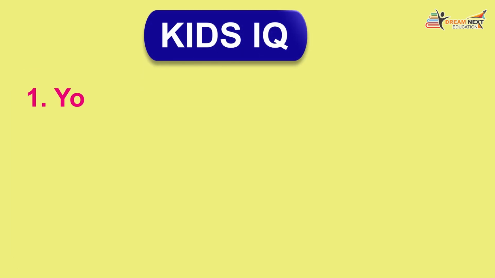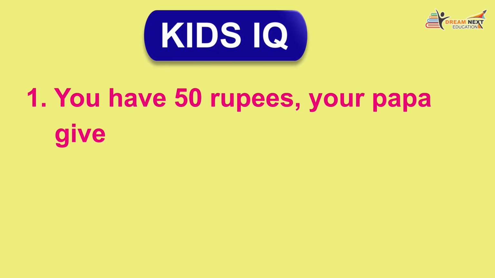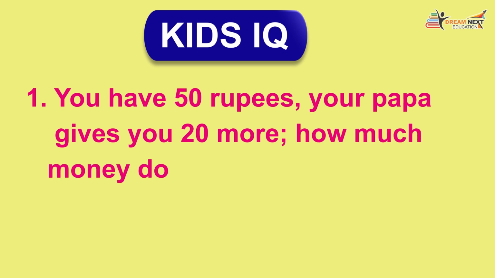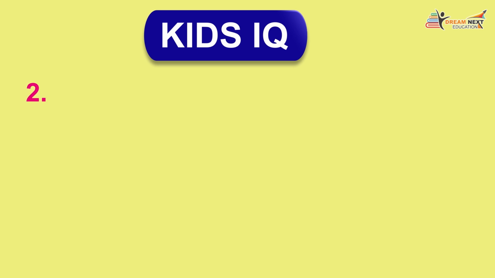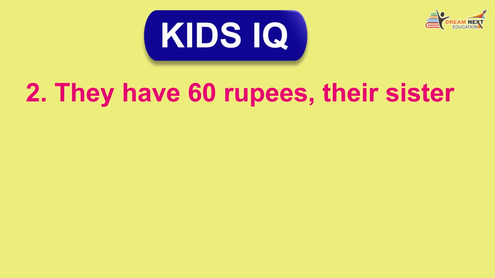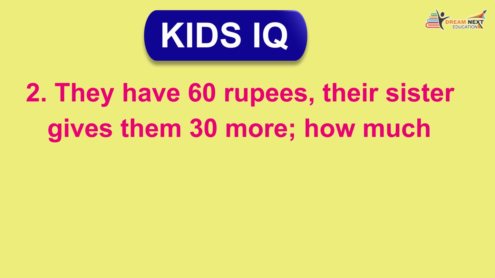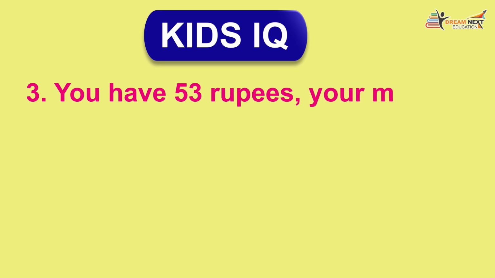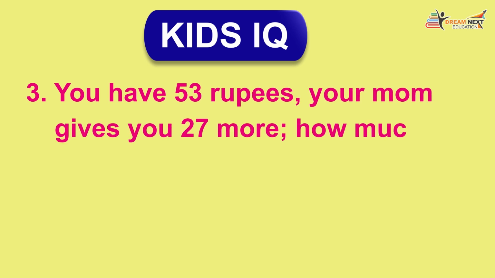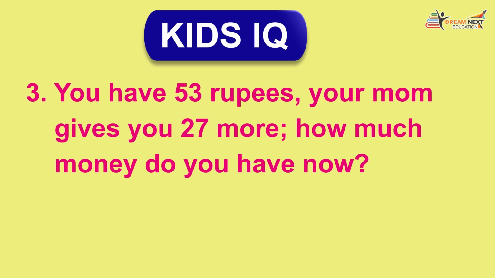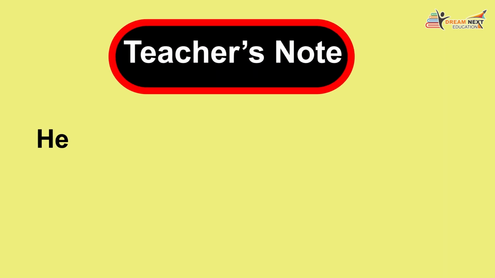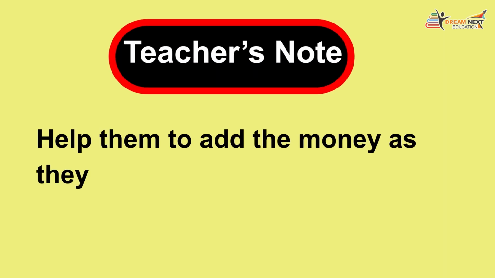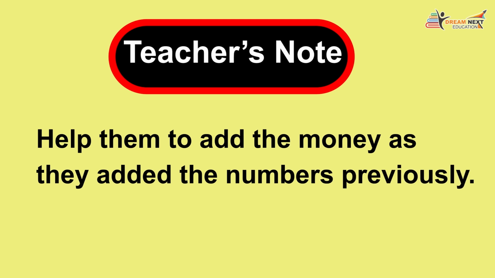Kids IQ. 1. You have 50 rupee. Your papa gives you 20 more. How much money do you have now? 2. They have 60 rupees. Their sister gives them 30 more. How much money do they have now? 3. You have 53 rupees. Your mom gives you 27 more. How much money do you have now? Teacher's note. Help them to add the money as they added the numbers previously.